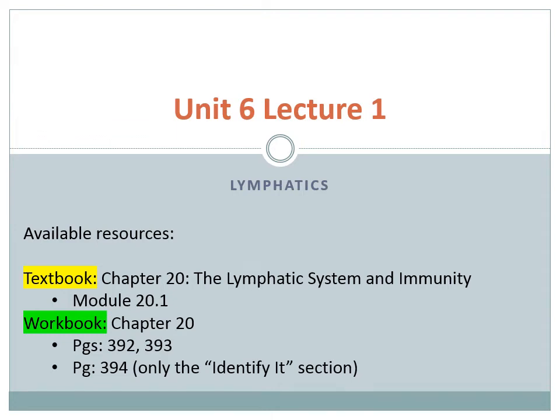Right, welcome to Unit 6, Lecture 1. This is over the lymphatic system. Underneath lymphatics, you can see some available resources for this lecture here. In your textbook, you can read Chapter 20, the lymphatic system and immunity, just Module 20.1. So 20.1 is our main module that we'll be looking at. From your workbook, you can go to Chapter 20, pages 392, 393, and 394. Great places for labeling and answering some questions.